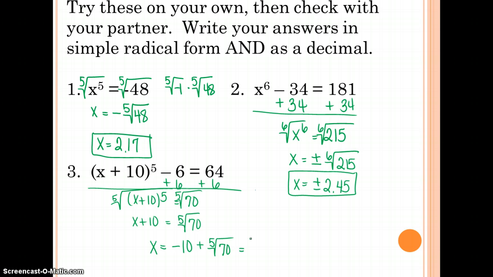The 5th root of 70 is 2.34 plus negative 10 is negative 7.66. And you might have gotten 7.7 depending on how you rounded in your calculator. And that's okay. So that's what we get. And I think that that's it for your notes today.